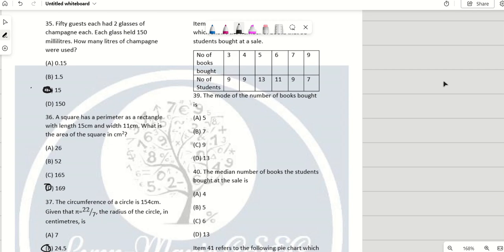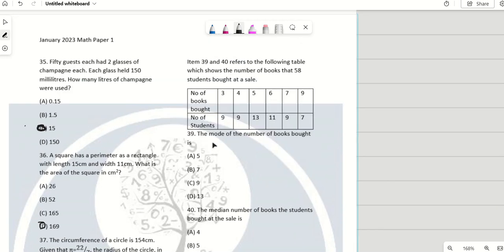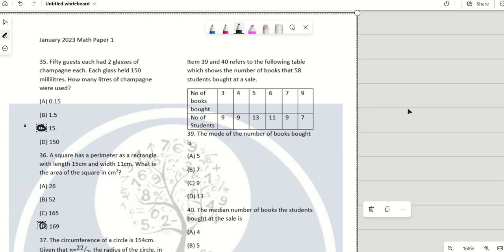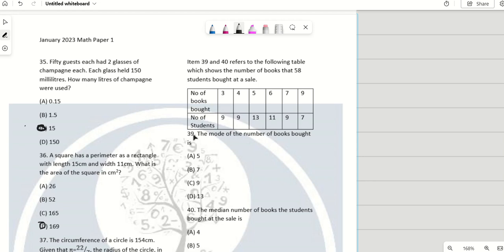Right, let's look at number 39 and 40. Items 39 and 40 refer to the following table, which shows the number of books that 58 students borrow at a sale. 39. The mode of number of books bought is, that is the most popular number of books bought. That is, we're looking for the one that has the most number of students, which is 13. 13 students bought 5 books. So the most popular would be 5 books that they are borrowing.